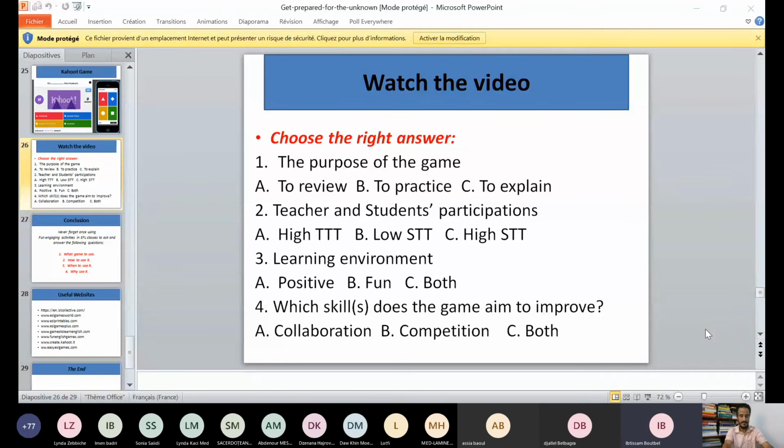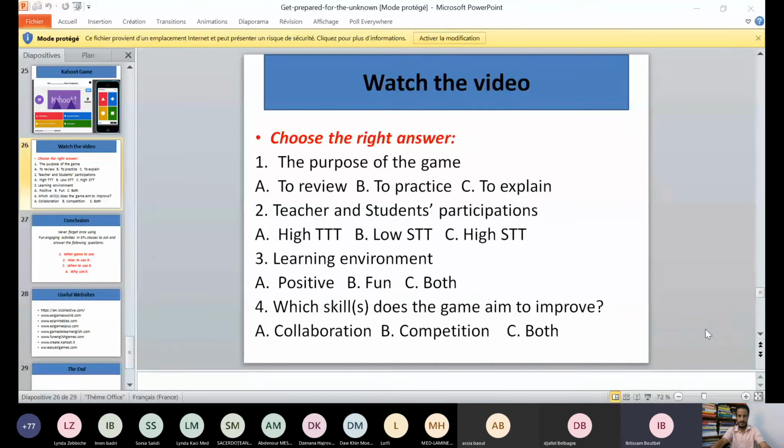Teacher and students' participation. What have you noticed? A high TTT, low STT, or high STT? Okay, they said high STT. That means high student talking time. Yes, wonderful, because the teacher was just guiding, helping, and encouraging learners, and they were working together, discussing, debating, and helping each other. Number three.